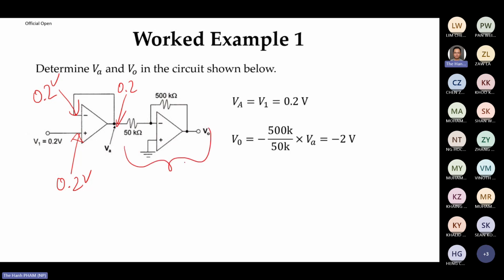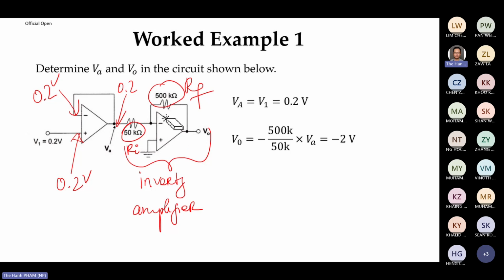And from here to here, it is just an inverting amplifier, right? So this one is nothing but your RF. This is nothing but your RI. So the gain should be 500 divided by 50, which is 10. And because this one is inverting, we have the minus sign. So we have minus 10 times 0.2, it should give you minus 2 volt. So this one is quite obvious.